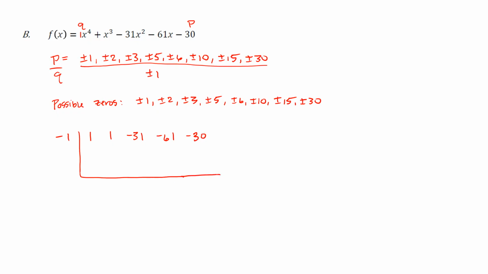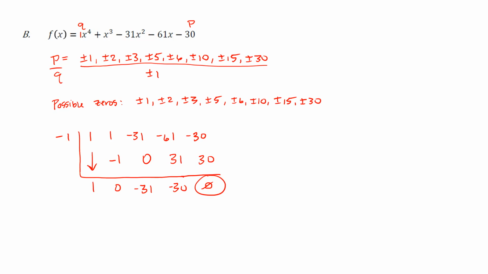Now my calculator told me that -1 is a 0, so that means I should get 0 in my remainder. So the last digit should be a 0. So let's start the process: bring down the 1, multiply, add, multiply, add, multiply, add, multiply, and add. And I got 0, which is great.